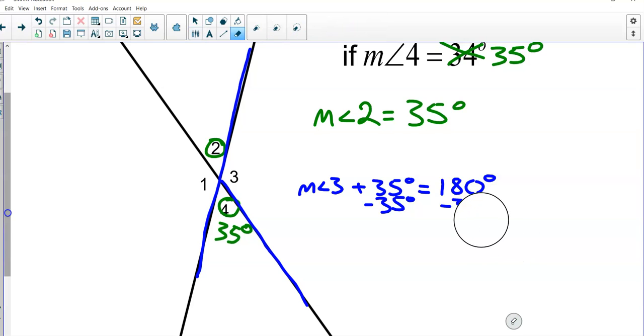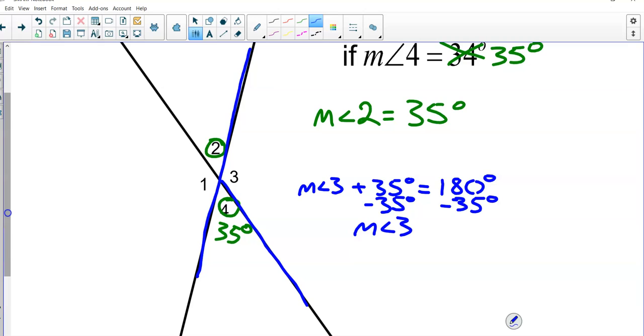Let's clean that up. So we get the measure of angle 3 equals 145 degrees. So we know the measure of angle 2 and the measure of angle 3. So we just need the measure of angle 1.